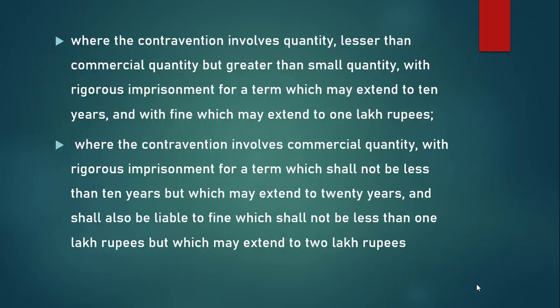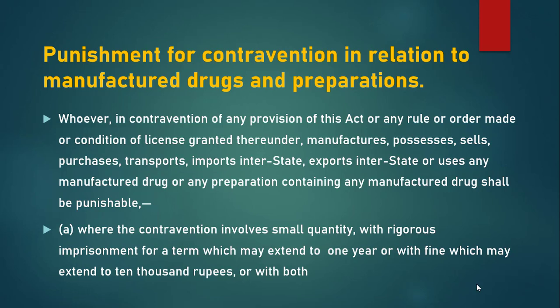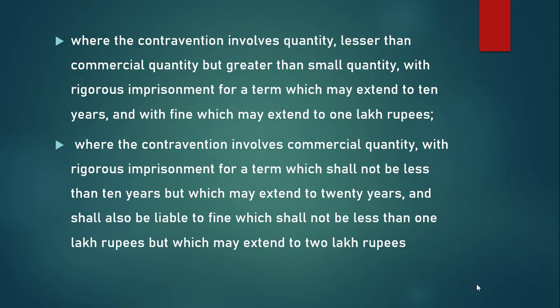Where the contravention involves quantity lesser than commercial quantity but greater than small quantity, with rigorous imprisonment for a term which may extend to 10 years and fine which may extend to 1 lakh. The same thing again for contravention in relation to manufacture of drugs and preparation. If you manufacture and prepare the drug, you will get the same punishment. For a small quantity you will get 1 year imprisonment with 10,000 rupees fine, or sometimes both imprisonment plus fine.